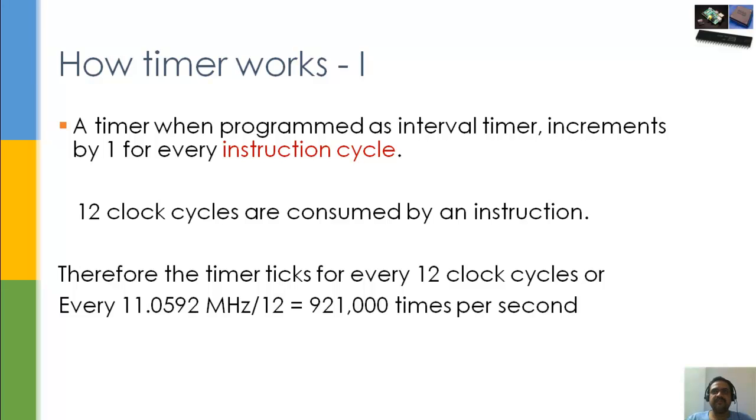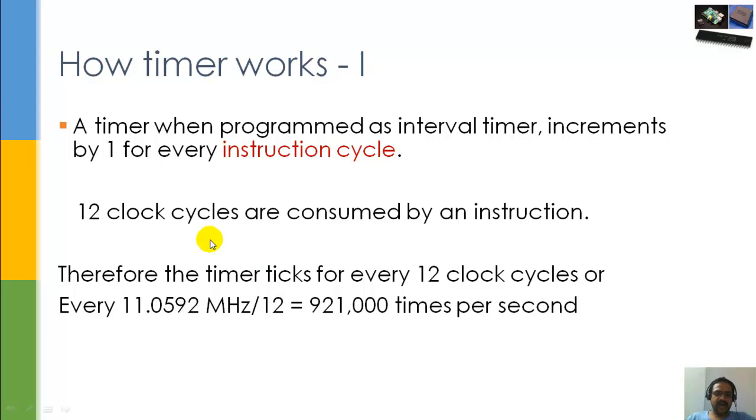Remember in ARM I told you every instruction is a single clock cycle instruction. In that case, instruction cycle and clock cycle are the same. Sometimes the instruction cycle is also called a machine cycle. Whereas in 8051, almost every instruction takes 12 clock cycles to execute. So what does that mean? One machine cycle or one instruction cycle is equal to 12 clock cycles.